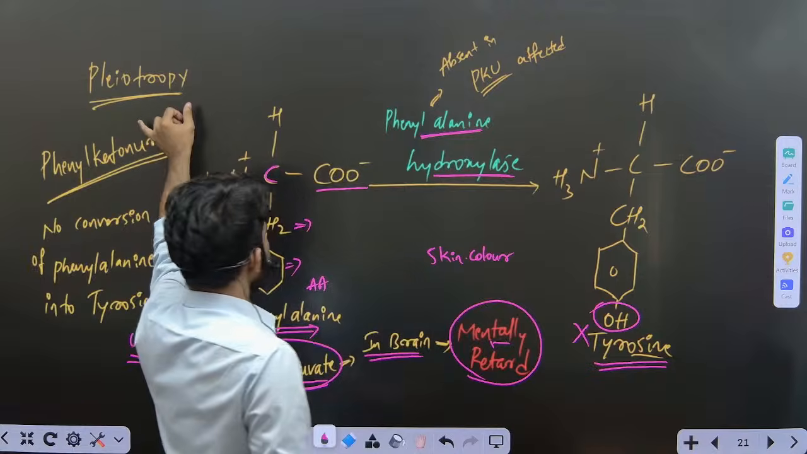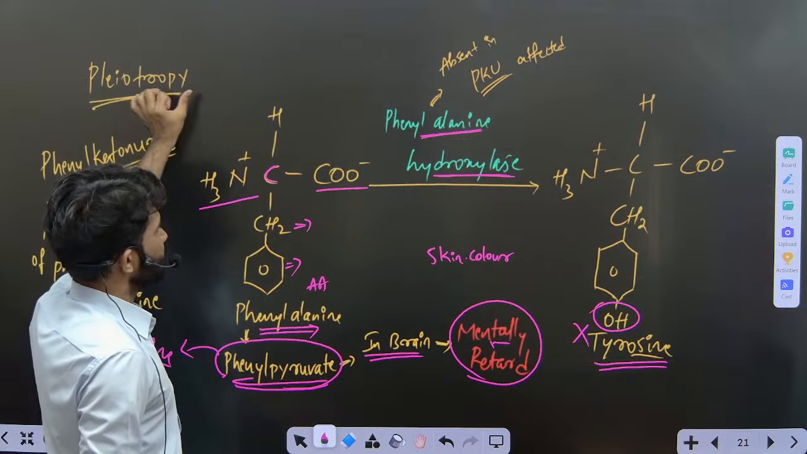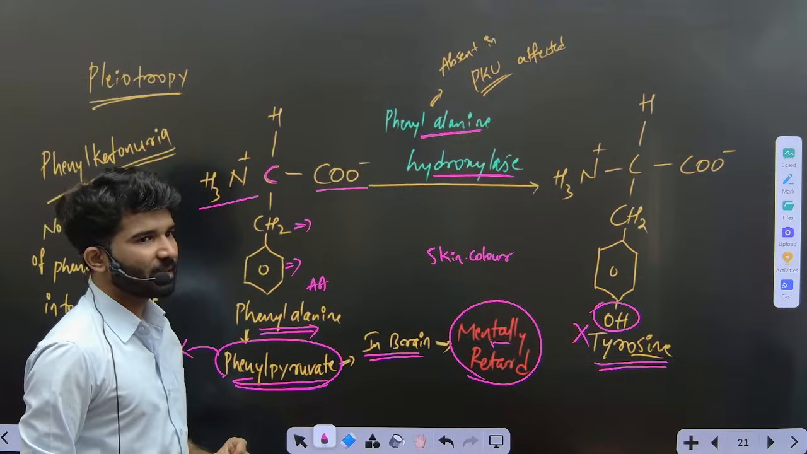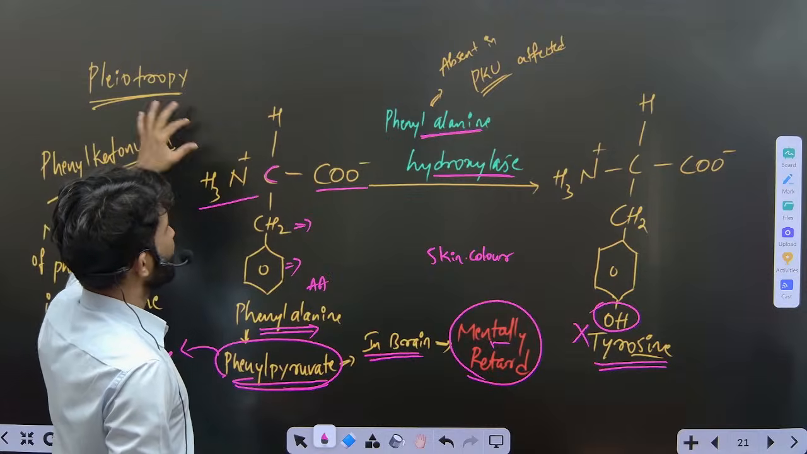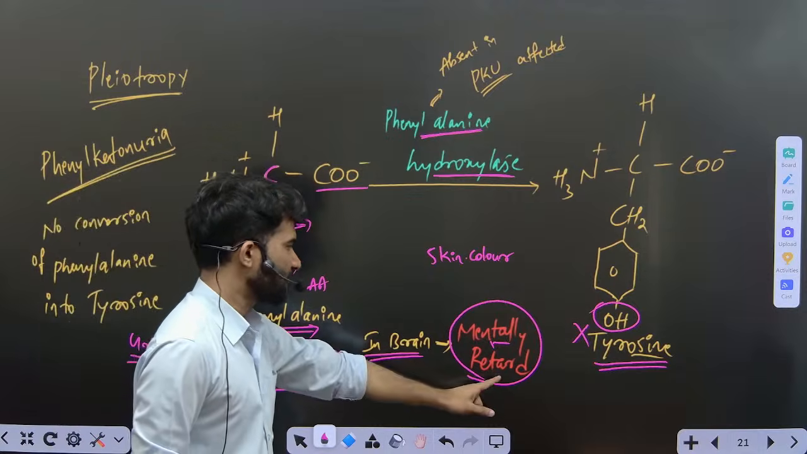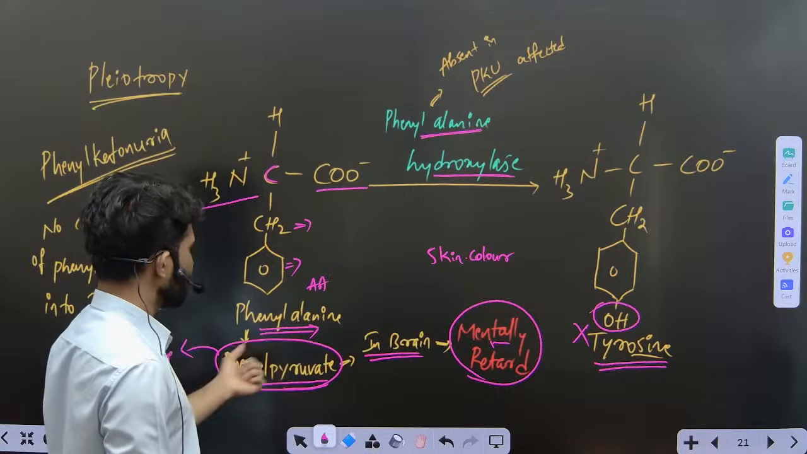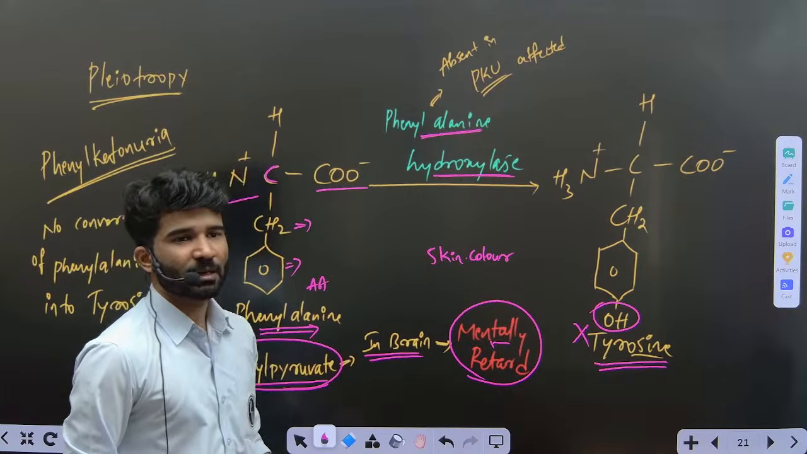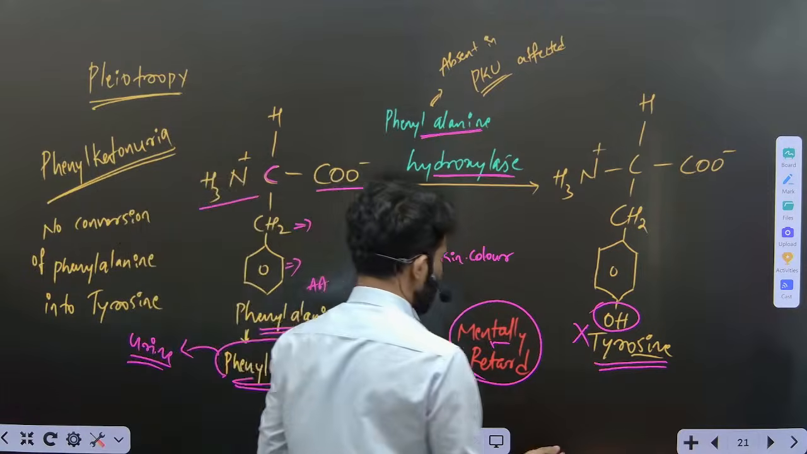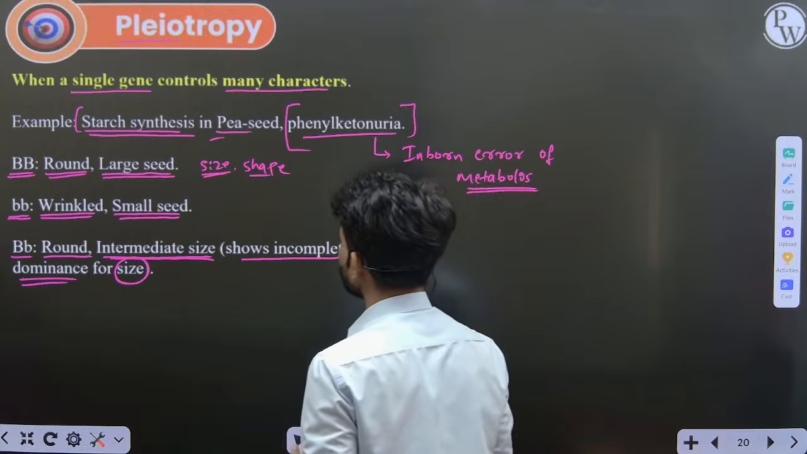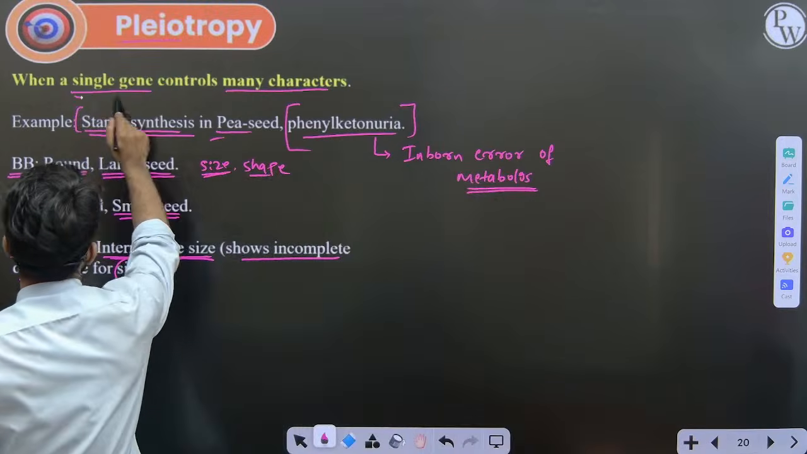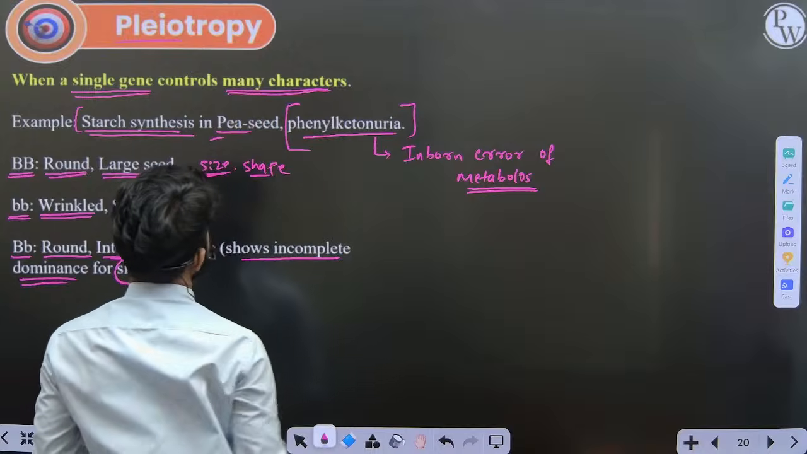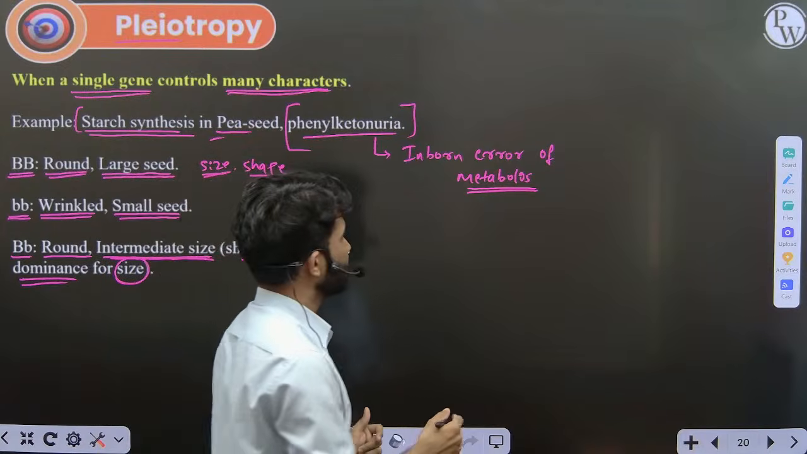Pleiotropy, that is, a single gene. The gene coding for the enzyme phenylalanine hydroxylase is controlling many characters. What is it causing? Mental retardation. It is also affecting the kidneys. It is also affecting skin color. So many characters are controlled by it. That is what the definition is: a single gene controlling many characters. That is what we have.